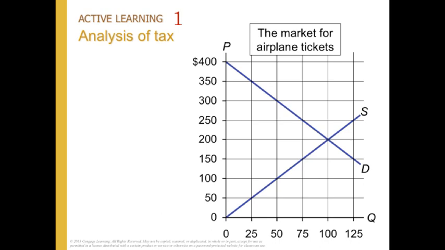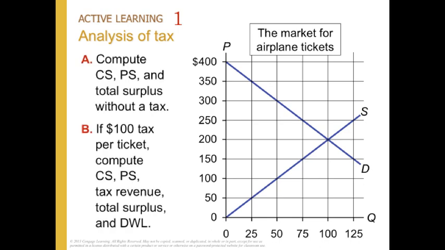Let's go through an example. We have demand and supply curves. We have a market. In this example, we're saying it's the market for airplane tickets. You've got the demand and supply. Go ahead and compute the consumer surplus, producer surplus, and total surplus without the tax. Then put in the $100 tax per ticket and do it again. All right. Go ahead. I would strongly recommend that you pause this to try this on your own before we go through the answers together.